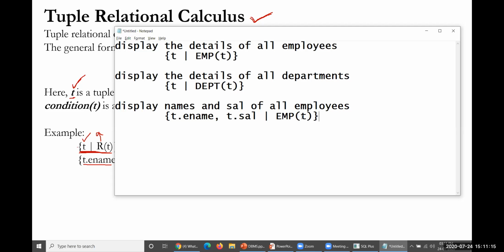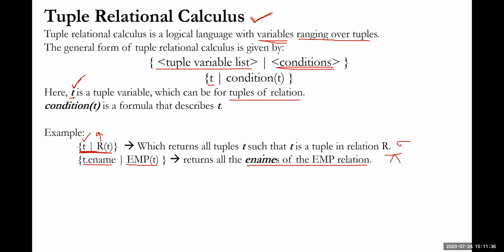So all tuples will be taken into consideration, but you are not supposed to display all attributes of the specific tuple. You may be restricted to only employee name and salary, and not the other attributes. Based on the query, we have to write the answer in such a way. So this is the projection kind of thing.